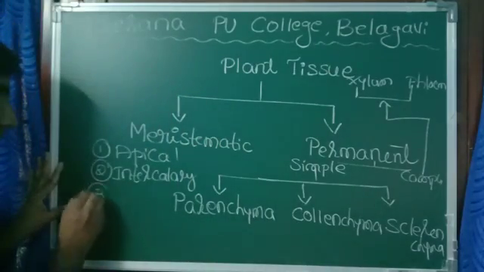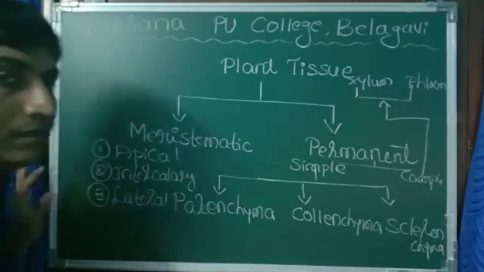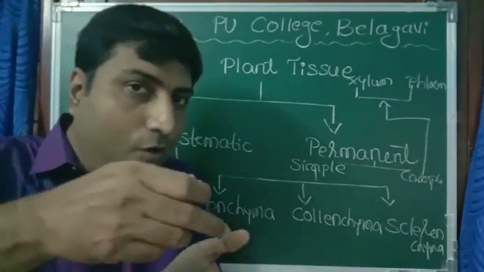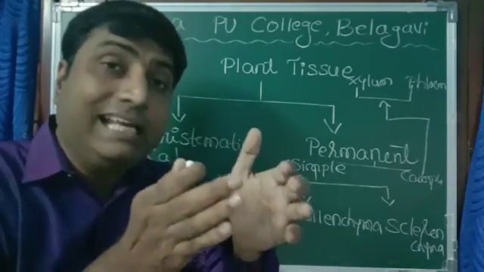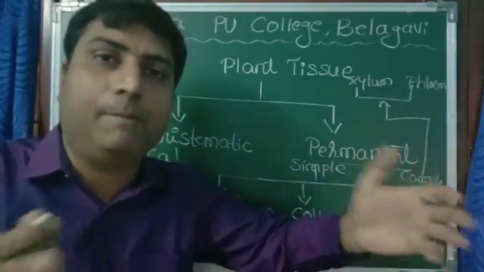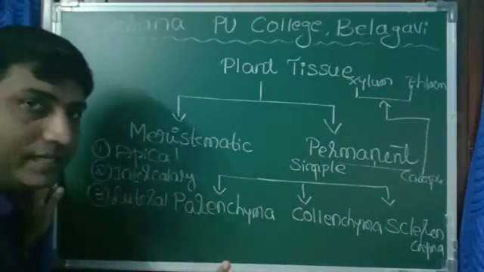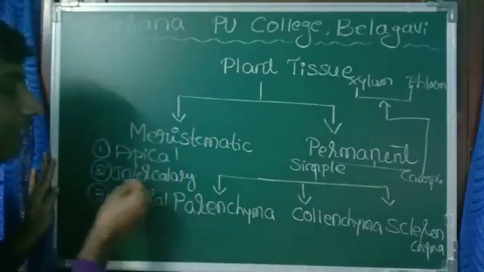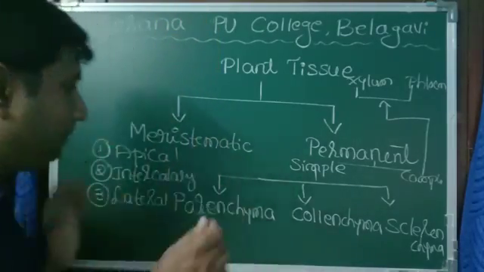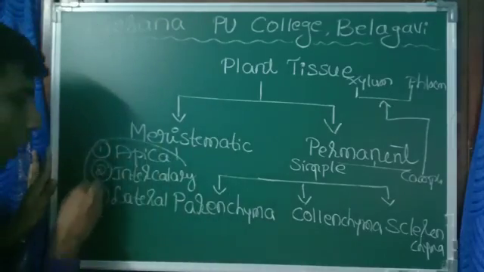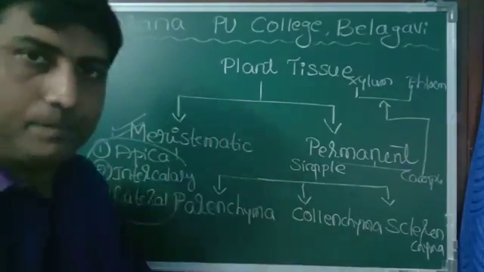Third one, lateral meristem. They are found in the girth of the plant body, which is responsible for increase in the thickness of the stem. These two are responsible for increase in the length of the plant body. Lateral meristem is responsible for increase in the thickness of the plant body. So all this together forms meristematic tissue.